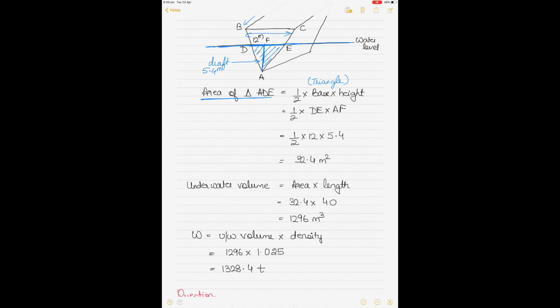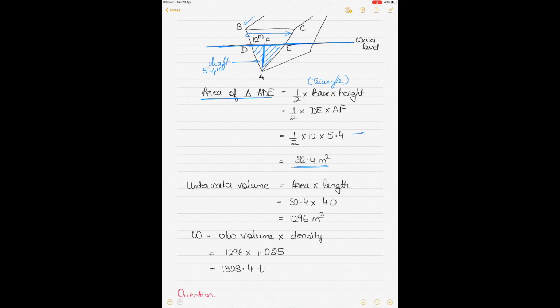So anyhow, you find out the area of the triangle by half base by height. Half base by height means half of the draft by the width of the water plane area, which is half by 12 by 5.4, and which gives you 32.4 meters square as the area of the triangular water plane. But that's the area.